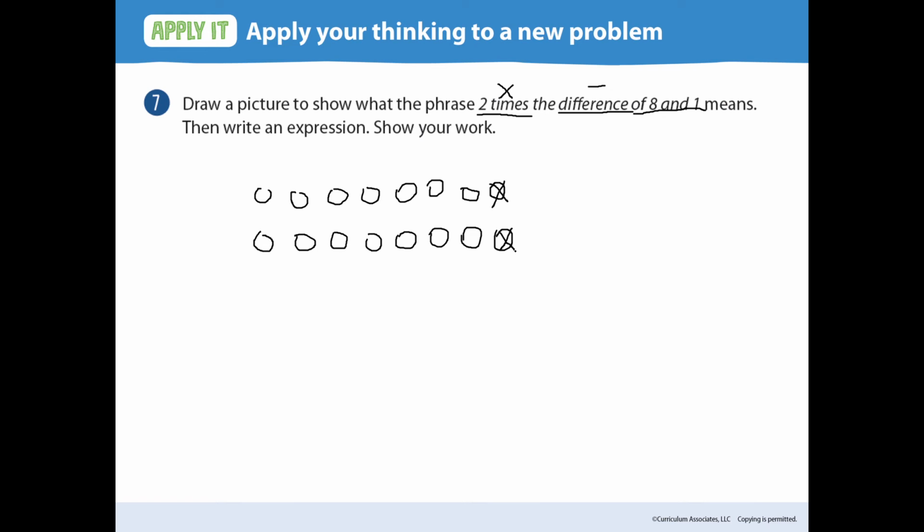And to write this as a numerical expression, we could say 2 times, and we want to find the difference of 8 and 1 first. So we'd say 8 minus 1. These parentheses are important because without them, you would be solving 2 times 8 first and then subtracting 1, which would get you a completely different answer.